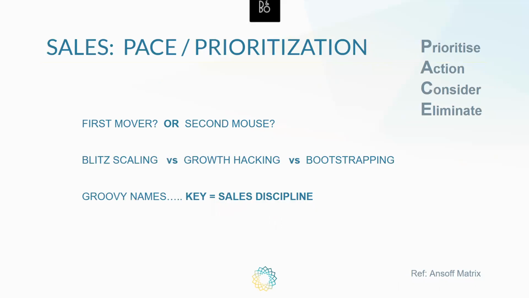So whether you're first mover or second mouse, that's often a challenge: by getting in there first, you achieve market dominance, but you may have done that and somebody follows behind you with a slightly better product, and they're the second mouse getting the cheese.